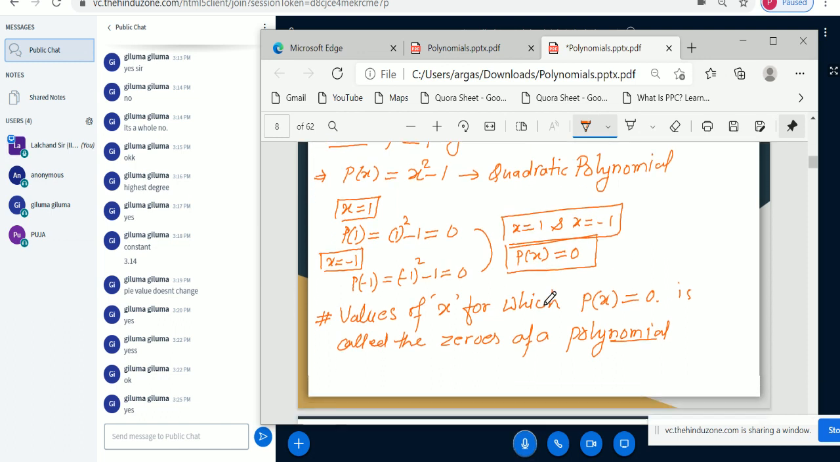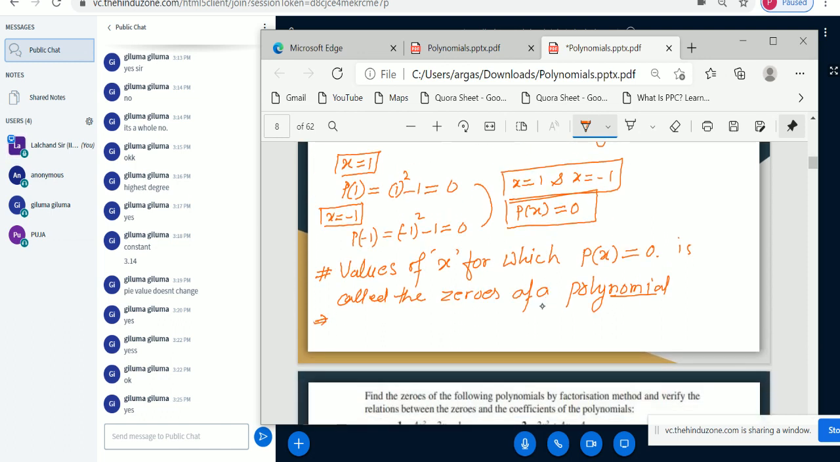Okay, if I ask you what is the zero for this polynomial, p(x) equal to 5x minus 1, what is the zero for this polynomial? Please try this and tell me the answer. What is the zero for 5x minus 1? Minus 1. How can you find minus 1?